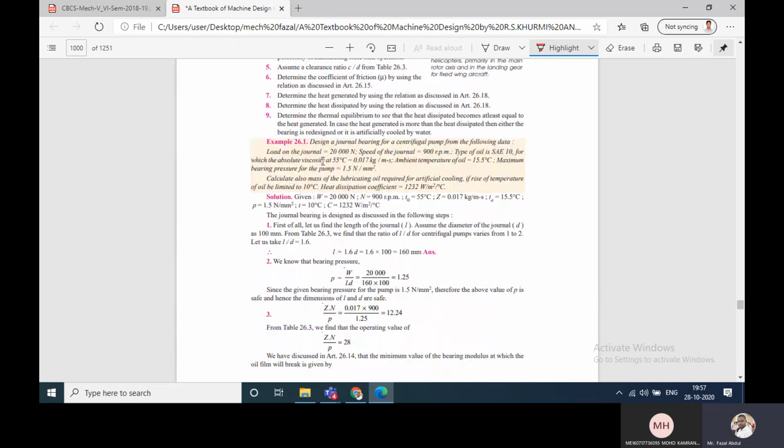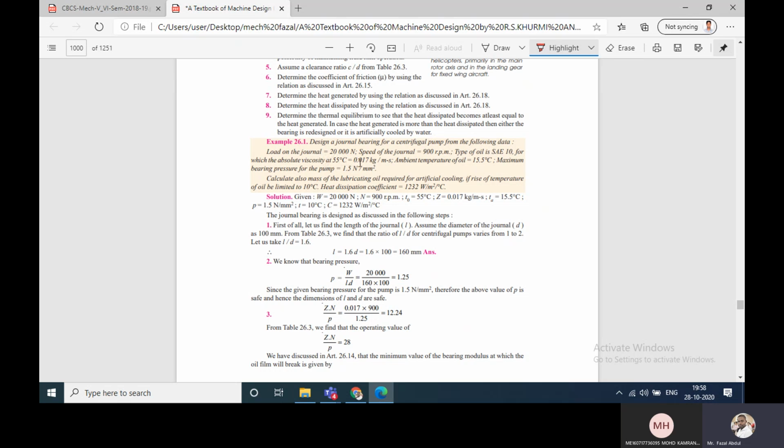So see here, one example problem I am showing. Design a journal bearing of a centrifugal pump from the following data. Load on the journal bearing is 20,000 newtons. Speed of the journal is 900 rpm, and type of oil is SAE 10.